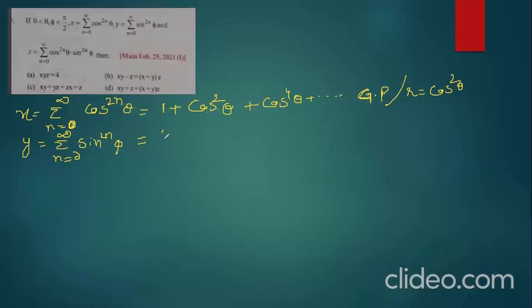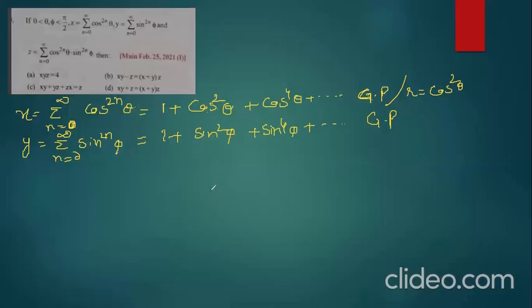Similarly, if you see this one in the same manner, 1 plus sine square phi plus sine to the power of 4 phi, and so on. This is also again a GP, with common ratio R equal to sine square phi. Very good. Next, similarly, you take z also.